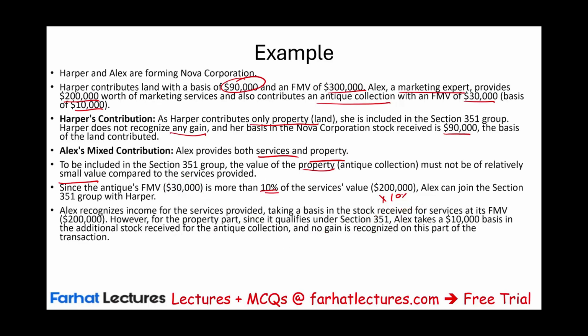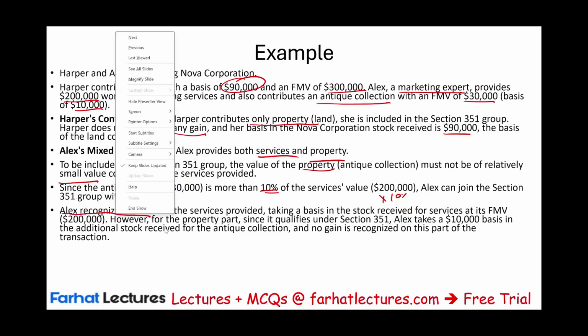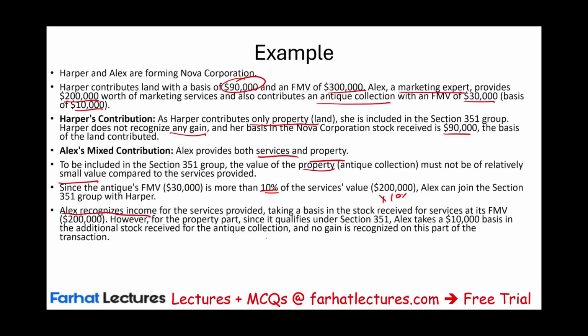Alex recognizes income. Remember, Alex still recognizes taxable income for the services provided; that doesn't make the services tax-free. Alex takes a basis in the stock received for services at its fair market value of $200,000. However, for the property part, since it qualifies, Alex takes the $10,000 basis in addition for the stock received for the antique collection, and no gain is recognized on this part of the transaction. Simply put, if I ask you what is Alex's basis, it's $210,000: the services that Alex provided plus the $10,000 of basis.